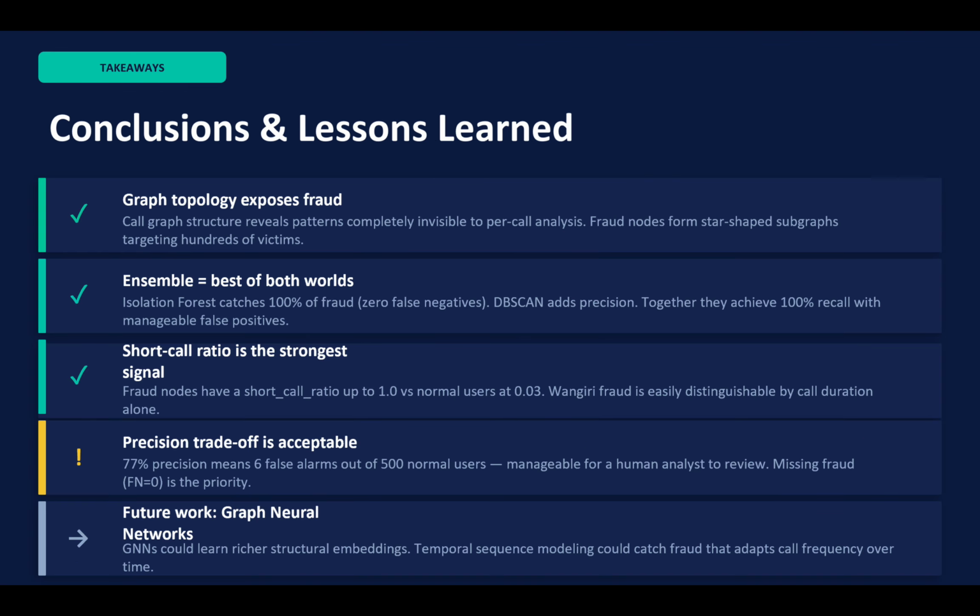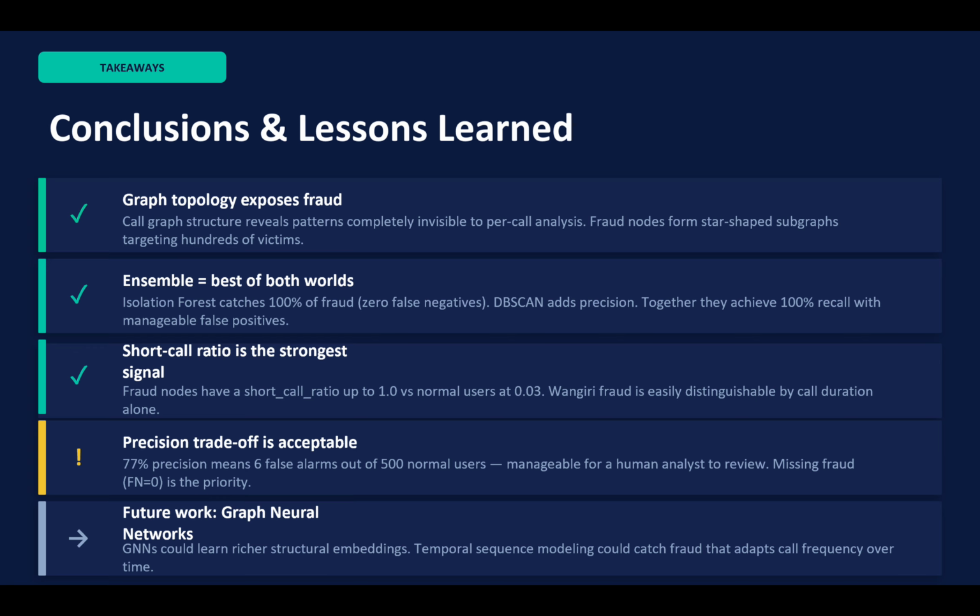So some of our takeaways, or what we've learned. Number one, graph structure reveals things that per-call analysis never could. The call graph basically handed us the answer before the models even ran. Two, the ensemble approach works. Two models, different strategies, combined output. It's not really revolutionary, but it's effective. Number three, short call ratio is an MVP feature. If someone's making hundreds of calls and none of them last more than 5 seconds, they are not trying to have a conversation. It's just fraud.